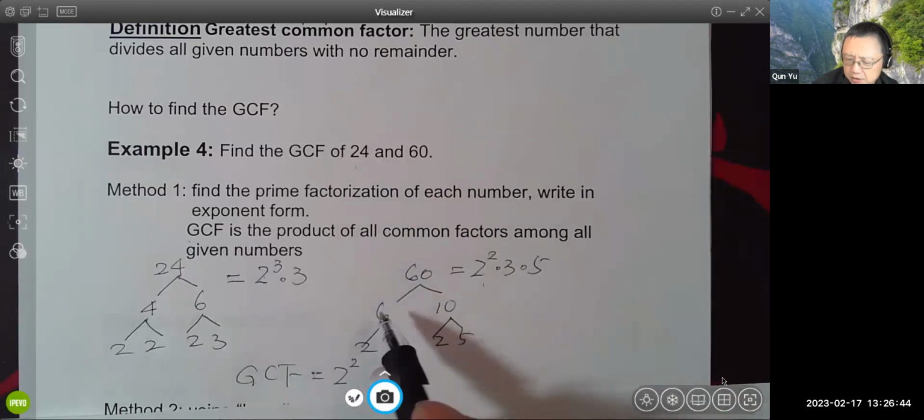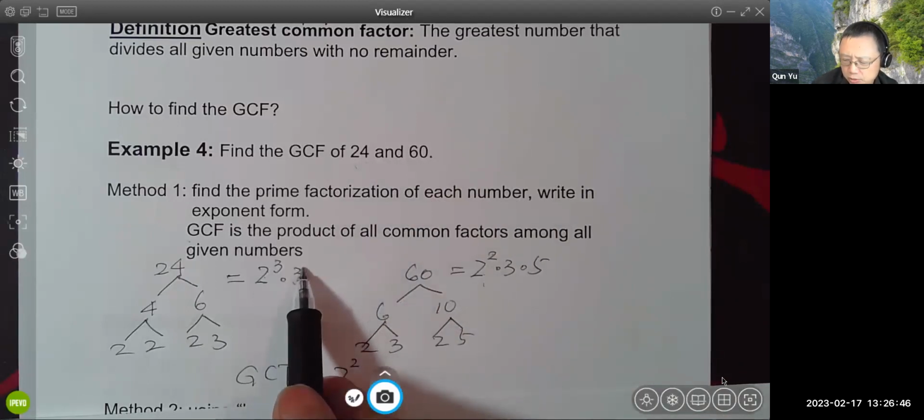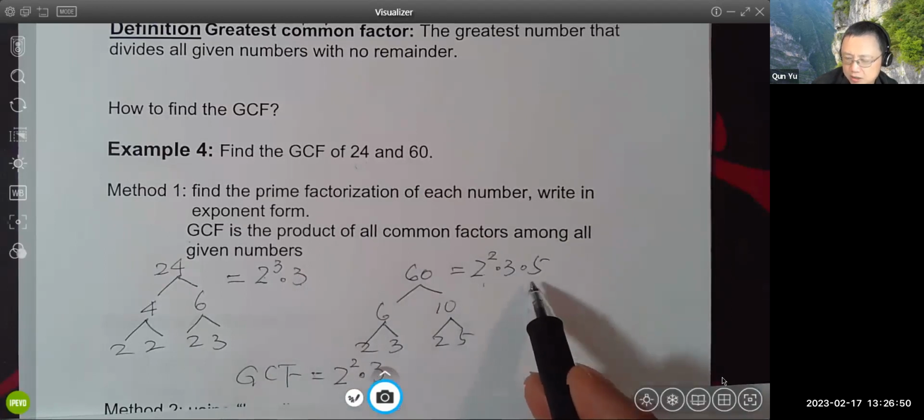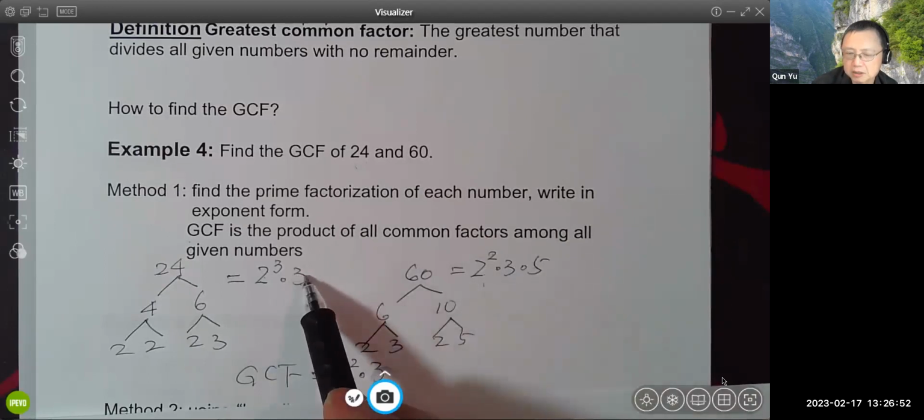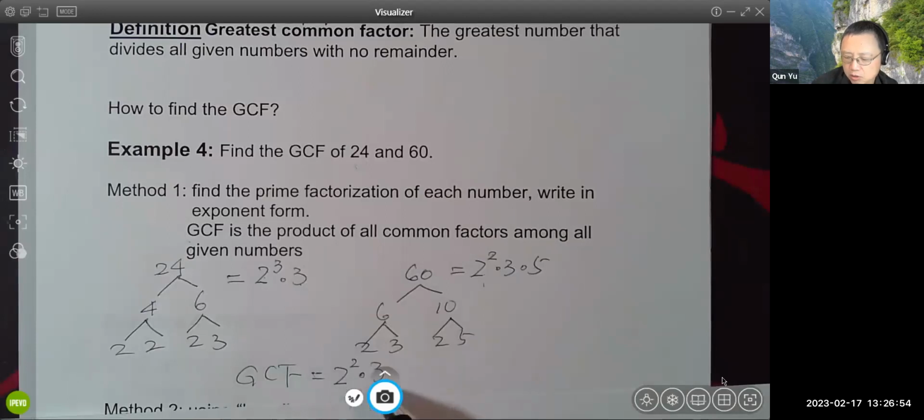Okay. Now next one, 3. This one has 1 3. This one has 1 3. So 3 is common. Is 5 common? No. The first number doesn't have 5. So this is our final answer, and we multiply them out. This is the 4. 4 times 3 is 12.